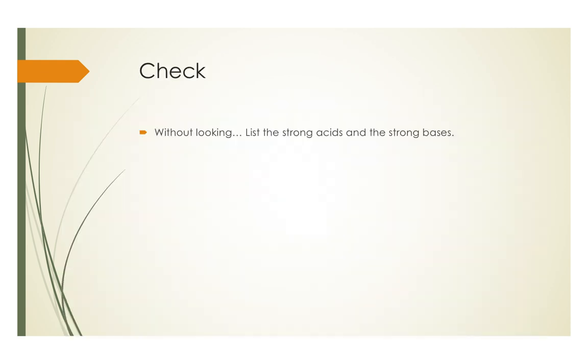Hey, it's been a little while since, without looking, list the strong acids and the strong bases.